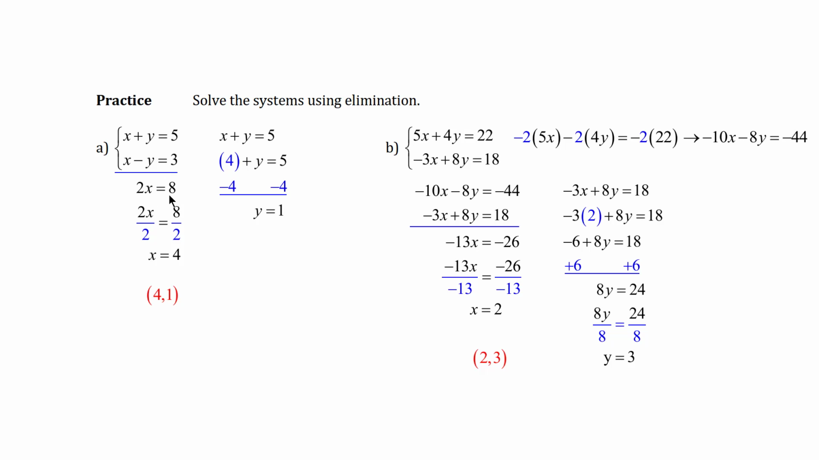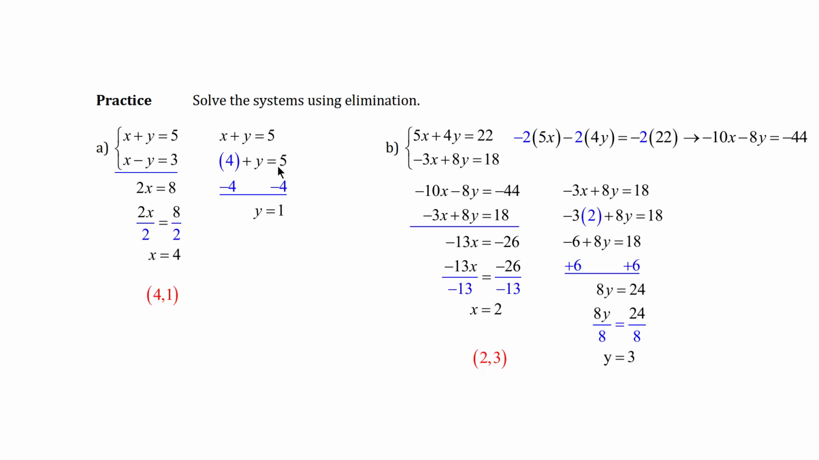From here, we could get rid of the 2 by dividing both sides by 2. We get 2x divided by 2 equals 8 divided by 2. Simplifying the left-hand side, 2x divided by 2 is x. On the right-hand side, 8 divided by 2 is 4. The result is x equals 4. The next step is taking our value for x and substituting it into either one of the original equations. I chose to substitute my value of x into the first equation, x plus y equals 5. We get 4 plus y equals 5.